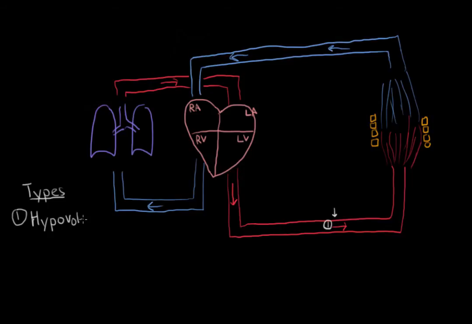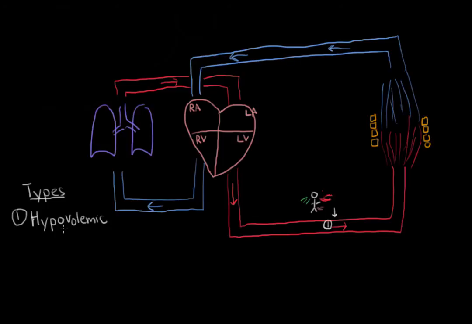Hypo means low, volemic means volume. And so you can imagine if a patient is vomiting or is having diarrhea, sorry for the visual, or maybe they're bleeding. This all leads to volume loss from the patient. And if it's severe, it can lead to hypovolemic shock.